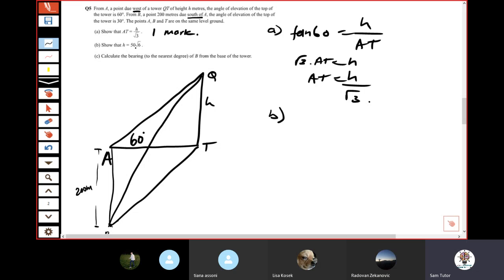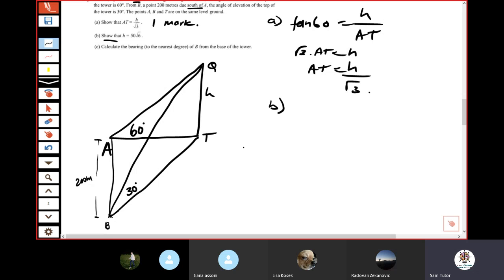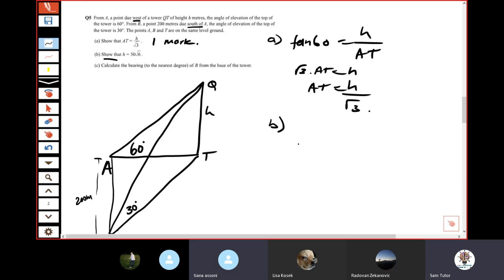B says, show that h, and that's it. See? It doesn't even say what to do. It just goes, all right, show this. We didn't put in our last one, which was 30 degrees. This was 30 degrees there, right, you guys? It just goes show. Anyone have any ideas of how I'm going to do that? Come on, someone's got an idea. Think about what I'm still missing.